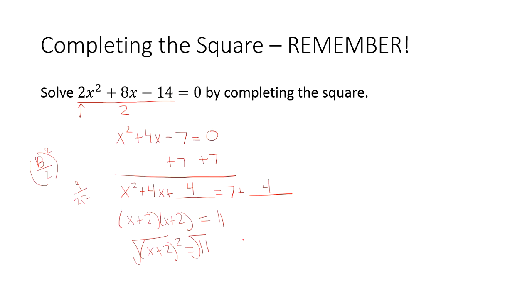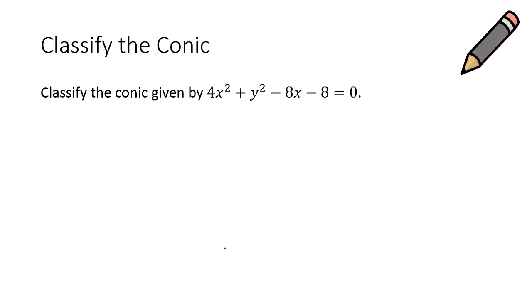And then we were able to solve from there. We square rooted both sides. We got x plus 2 equals plus or minus the square root of 11. Then we subtracted 2, and we got x equals negative 2 plus or minus the square root of 11, and that was our final answer. Now, with completing the square, we're actually not going to have to solve. We're going to have to get to the part right here, before we square rooted both sides.